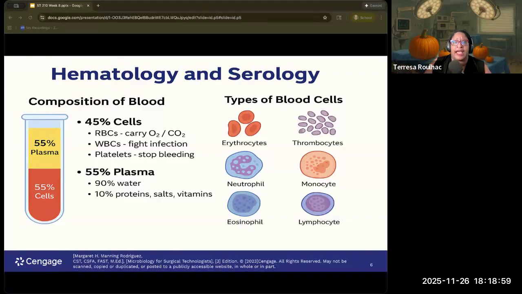What you want to know is that the composition of blood is 55% plasma, which is mostly water, proteins, vitamins, and salts, and 45% cells: red, white, and your platelets. Sometimes we have what's called centrifuged blood, where the cells sink and the plasma stays on the top. That's what centrifuged blood is.